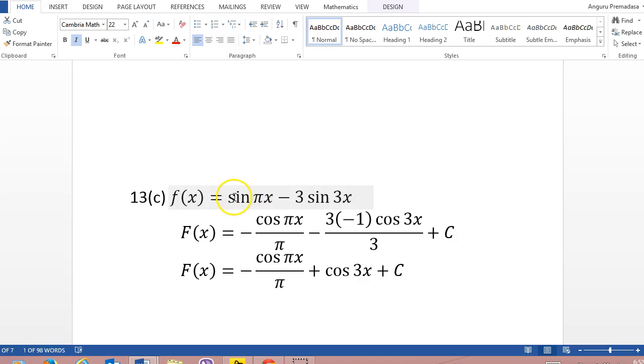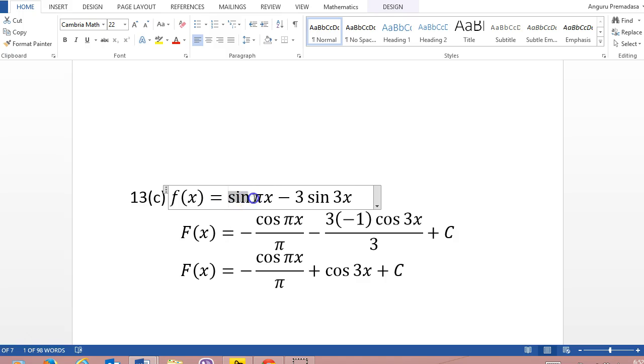So now again you have some trigonometric functions here. 13c, you have a sine, and then we have another sine, but you have subtraction. So therefore again you can use the sum difference rule. So you can take the antiderivative of each piece.